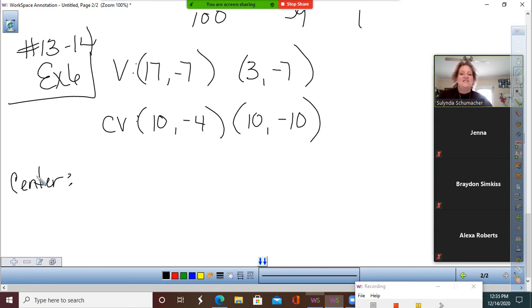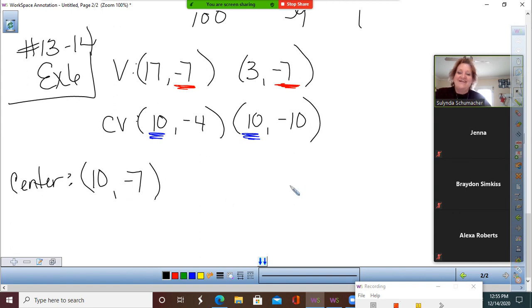Easiest thing to do is look at your vertices. What does not change in your vertices? The y value doesn't change. It stays -7. So guess what the y value is for our center? -7. Yeah. In our co-vertices, the value that doesn't change is our x value. And guess what? Our center is 10. All right.